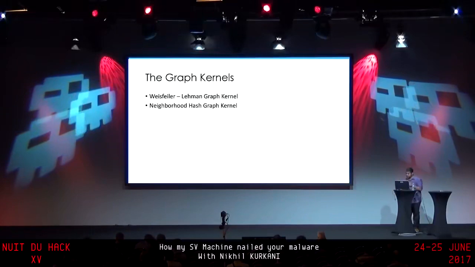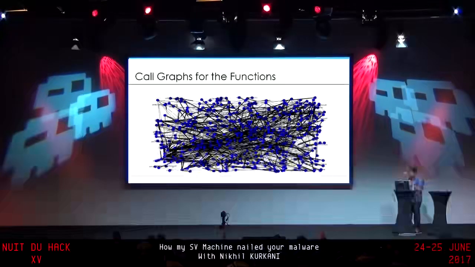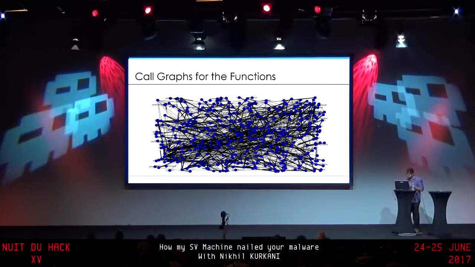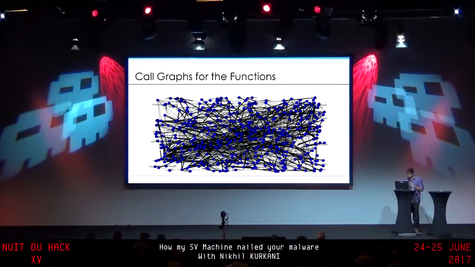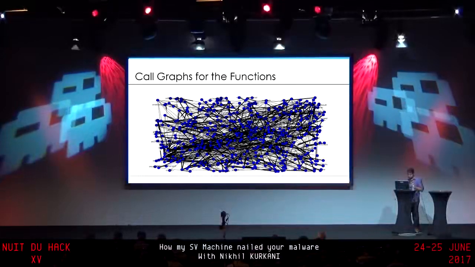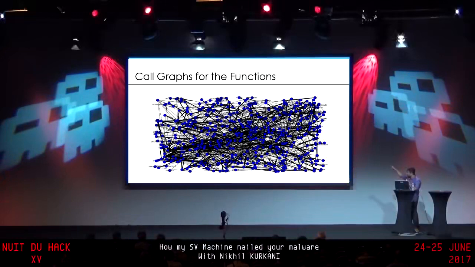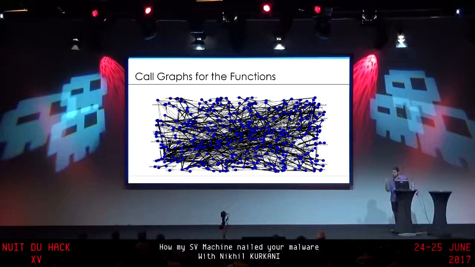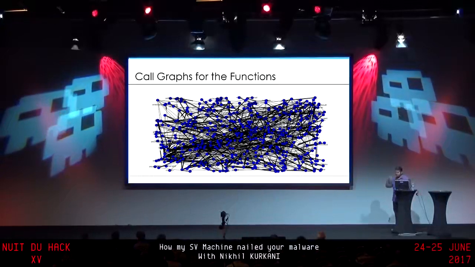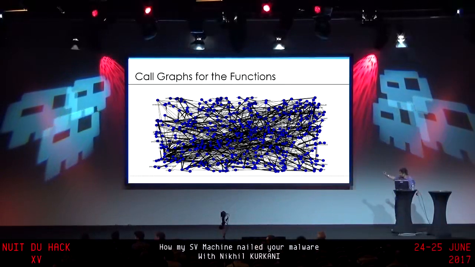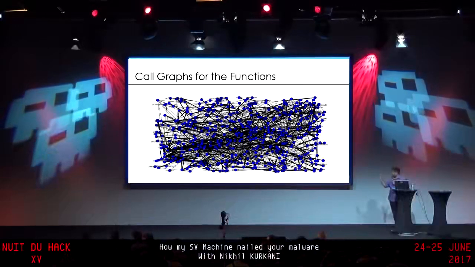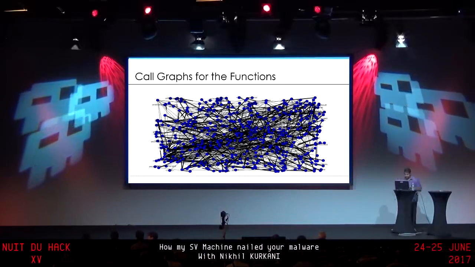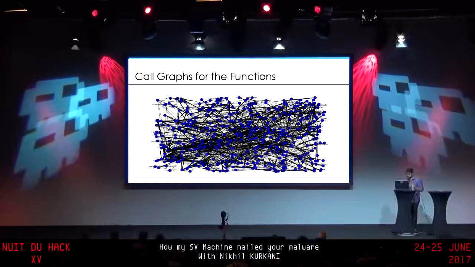When I say graph kernel, let me show you what exactly. This is a call graph for a very small APK file which was reversed. All these nodes that you see are the various different functions, and the black colored lines are the function calls, which are the edges.